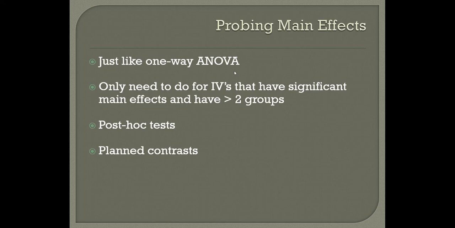So this is very similar to what we did with the one-way ANOVA. You can ask for Tukey tests or Bonferroni comparisons within the main effects, or if you want to, you can code certain planned contrasts.